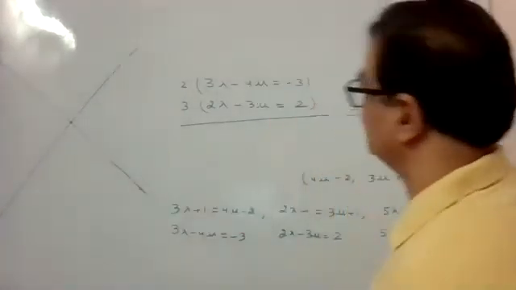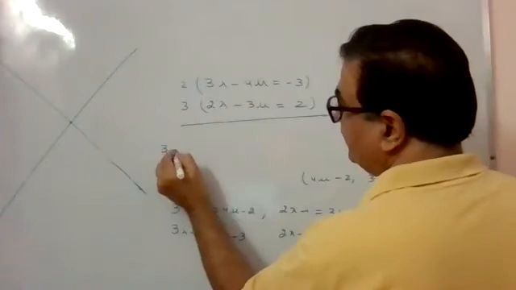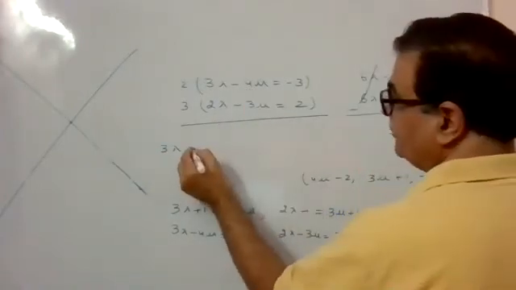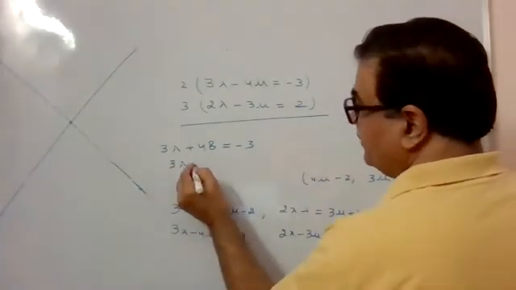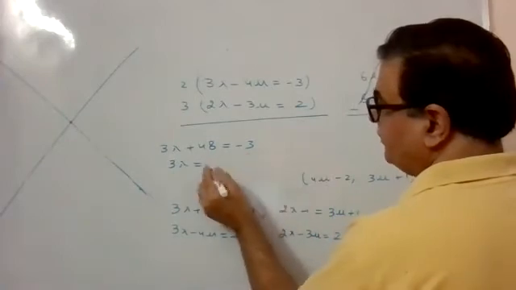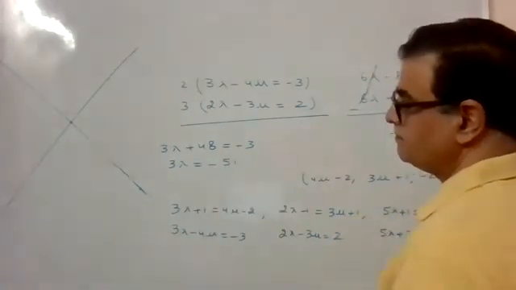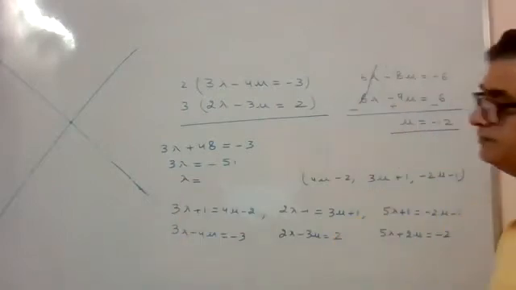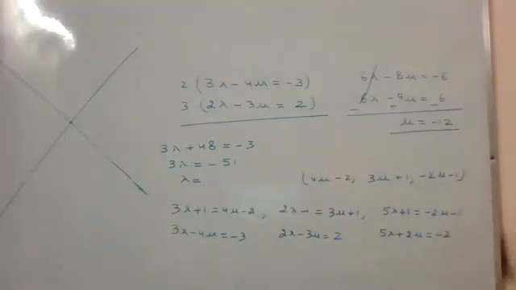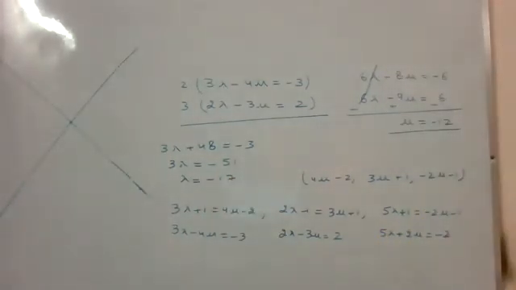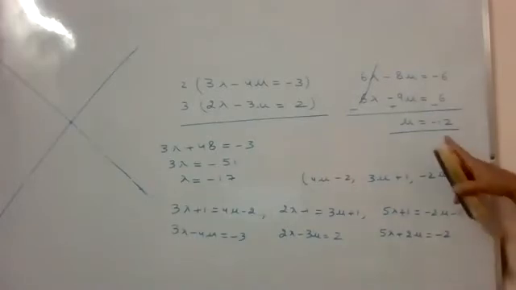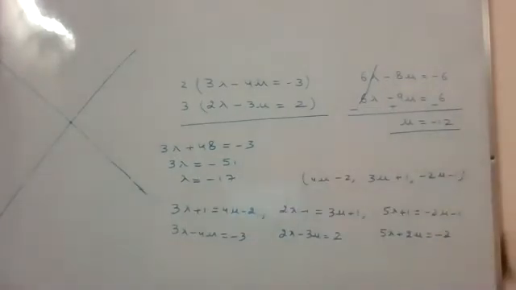So put it in the first equation. 3 lambda, 12 fours are 48, plus 48 comes out to be minus 3. So 3 lambda comes out to be how much? 48 and 3, minus 51. So lambda is what? Minus 17. Lambda is coming minus 17. Mu we got as minus 12.